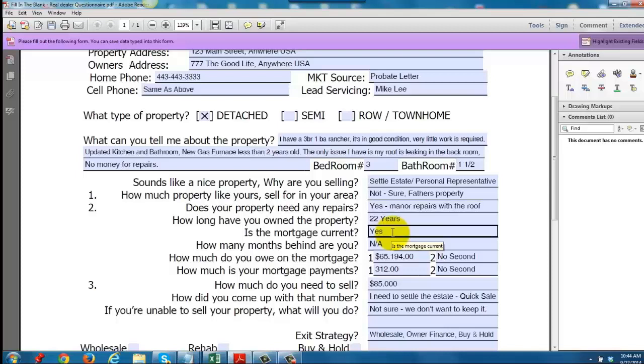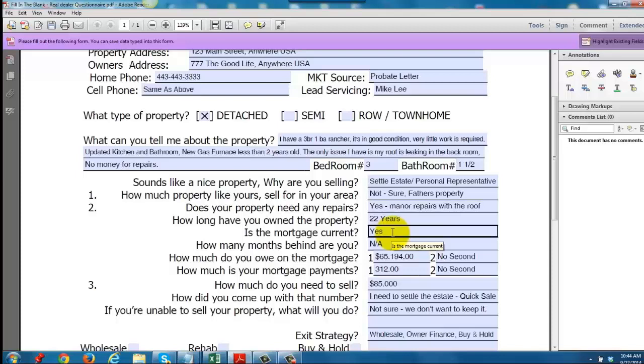Next question. How many months behind are you? Now, once again, this goes into the motivation. The more months behind they are, the more likelihood there is of motivation. Three months as opposed to 8 months, 6 months as opposed to 12 months. Not to mention it goes into your exit strategies. Could this be a good deal for a short sale? Are there issues involved in this property that will allow me to do a subject to, and so on? So that's the reason I'm asking that question.